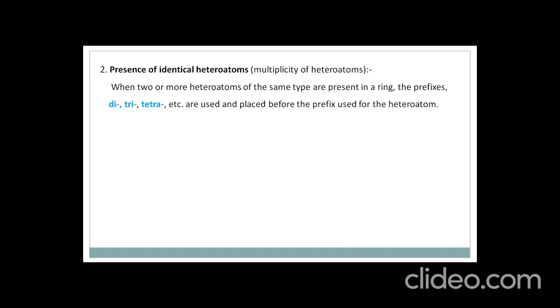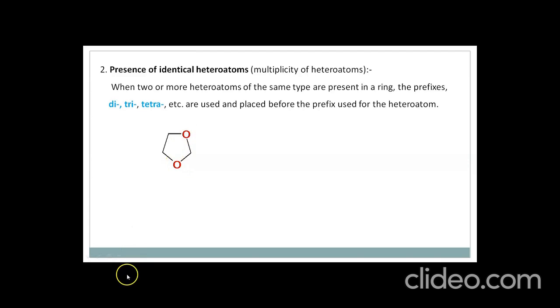If 3 are present, then tri. If 4 are present, then we use tetra. So let's take an example. Here is the example in which there are 2 identical heteroatoms present, which are oxygen.